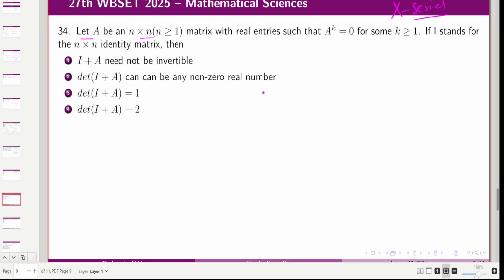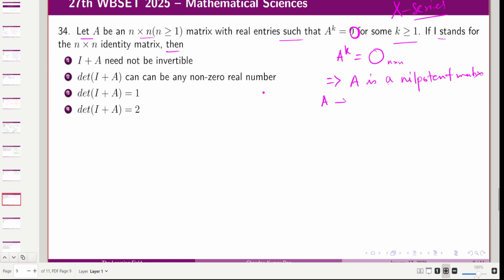Let A be an n by n matrix with real entries such that A to the power k equal to 0. This is actually the zero matrix, O n by n, for some k greater than 1. If I stands for the identity matrix n by n, then which of the following is true? Now, A to the power k equal to O strictly indicates that A is a nilpotent matrix. This is the definition of a nilpotent matrix.